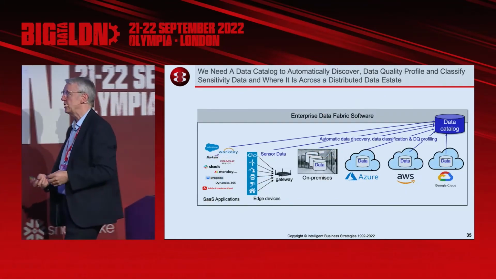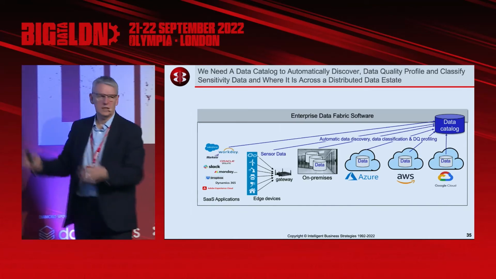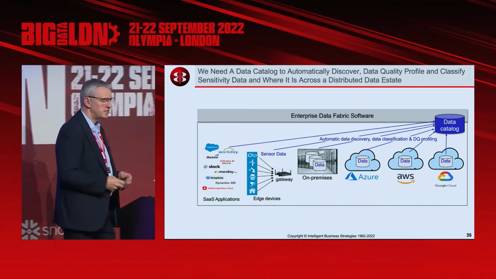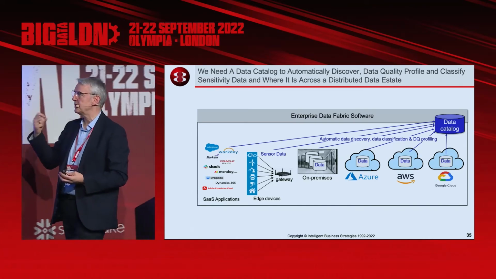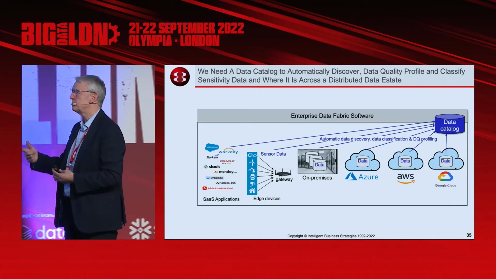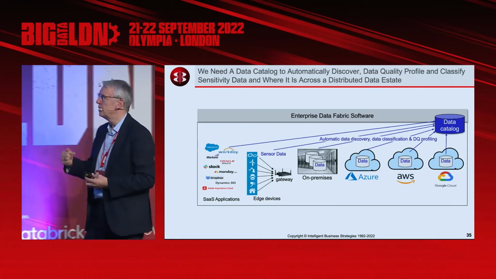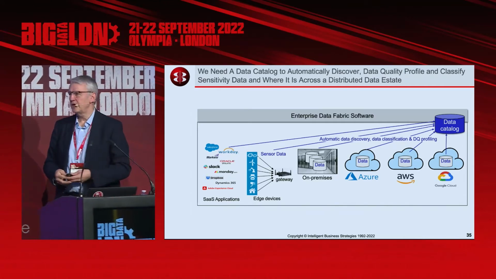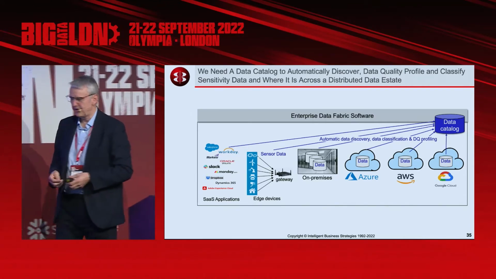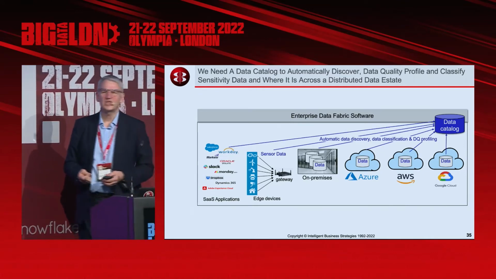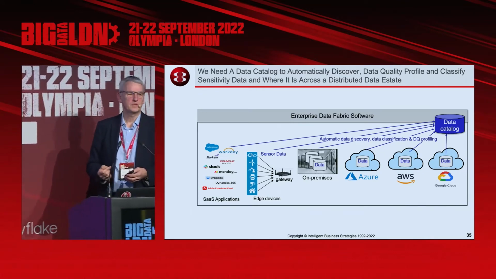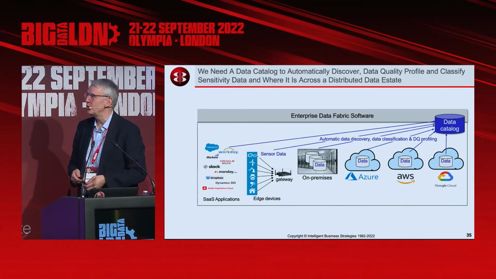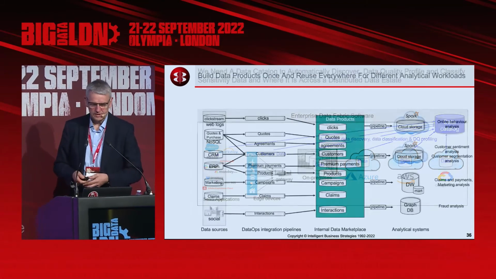I need a data catalog to automatically discover the data across my distributed landscape, but it's more than that. I have to automatically data quality profile. Some of these catalogs do that today. Automatic data classification, several classification vendors. I noticed the classification guru's session, Susan Walsh, was absolutely stacked out. They couldn't get in the room to look at her session.